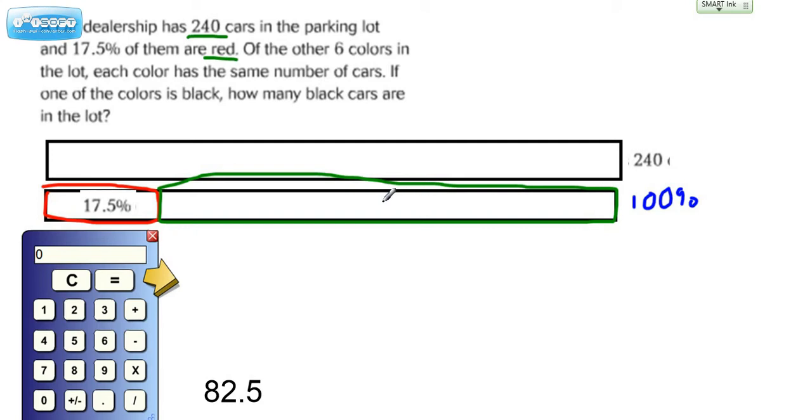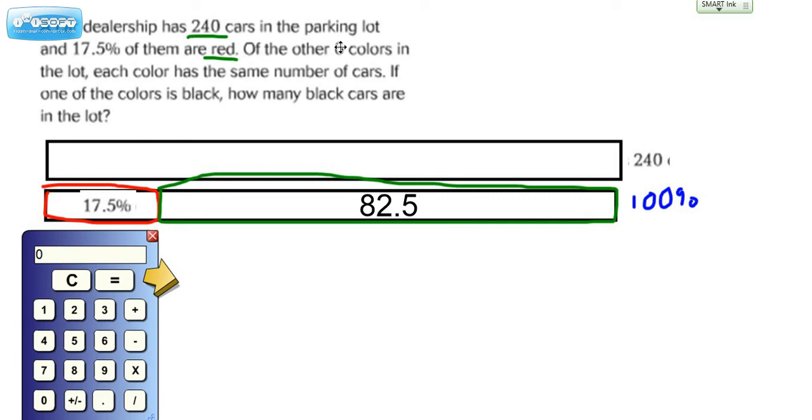What would be a good idea to get the percentage of that? If we take this and subtract it from this, we'll get what the percent is. And as it turns out, this would be the percent. 82.5% of the cars would be something other than red. Now, how are we going to use that to finish this question?